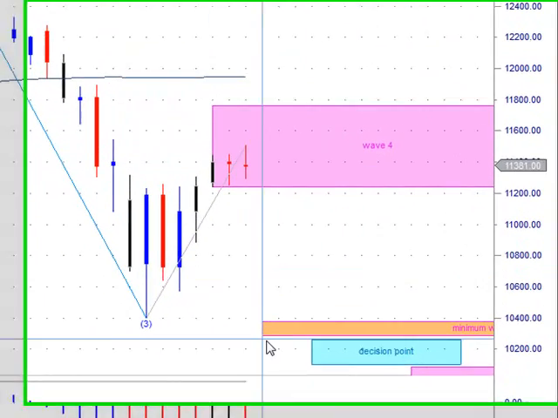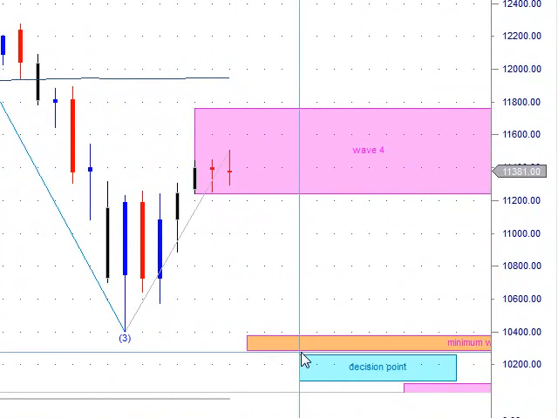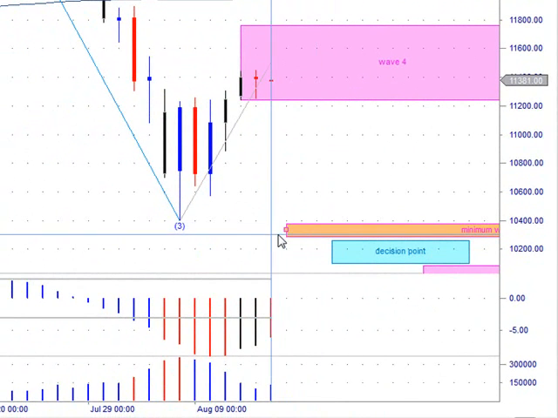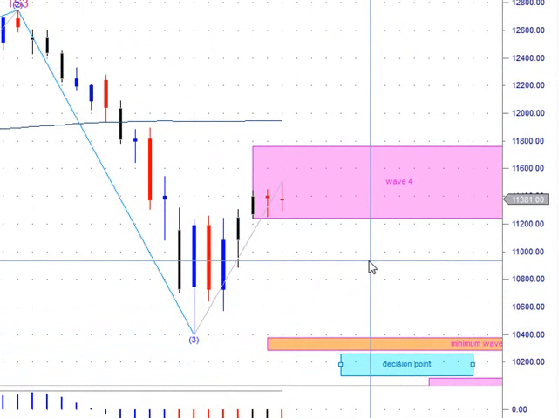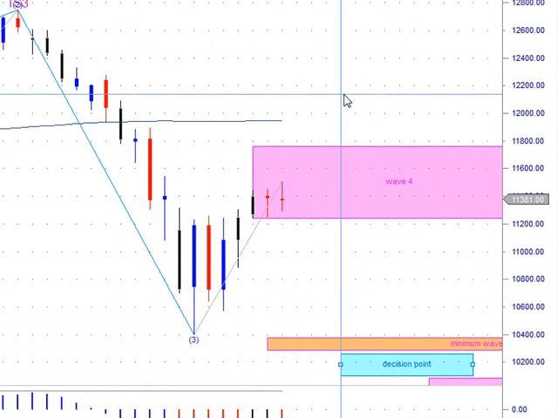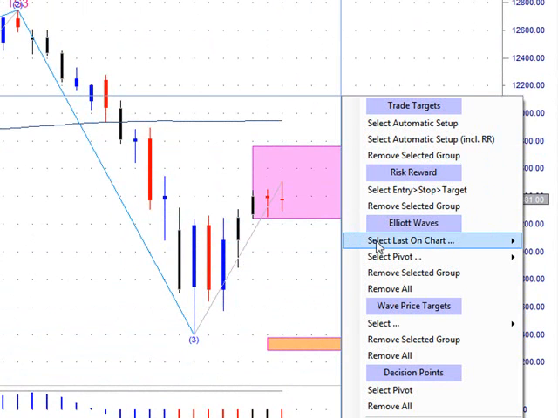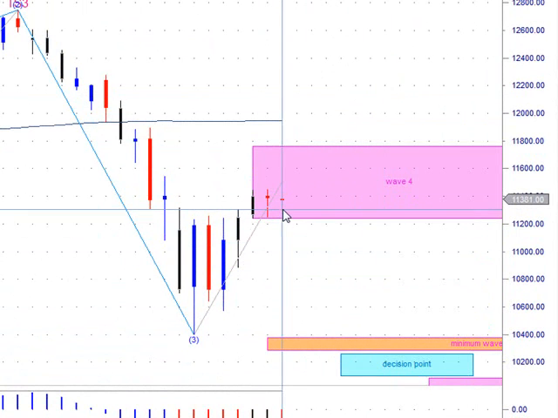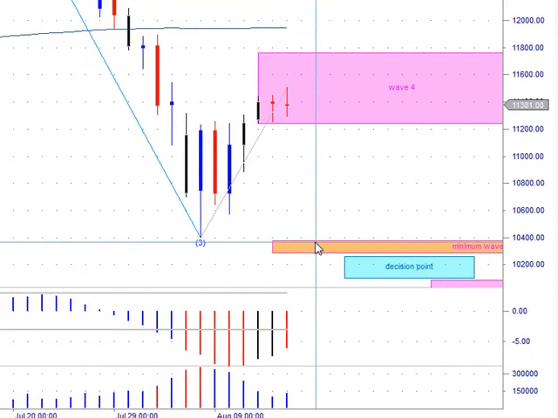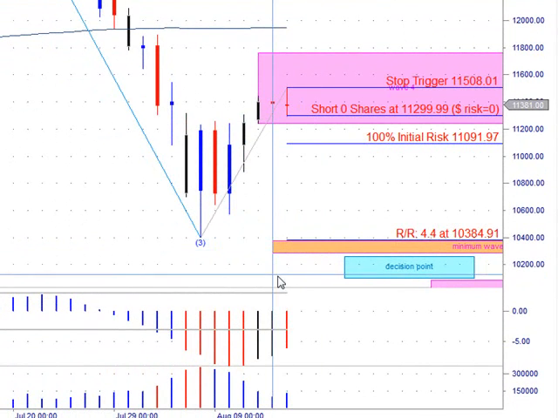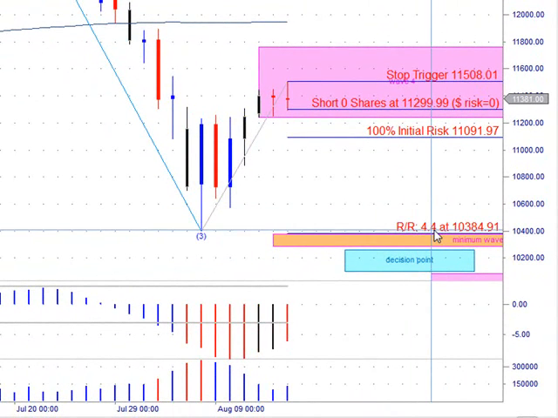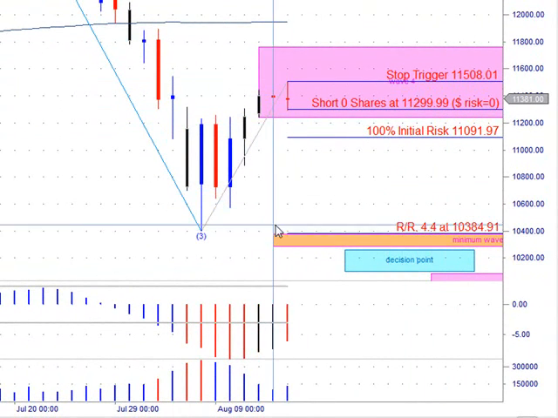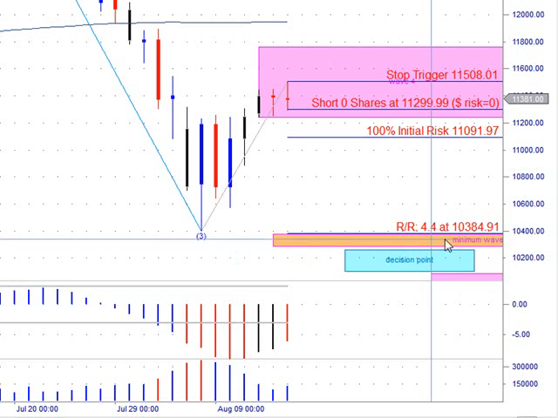Next red seller's bar, in fact, I projected wave 5 down. You can see this area here is our minimum wave 5 down in a decision point support area. So we can use that to see what the trade in that area would look like. So basically 4R, a little better than 4R, or 4-to-1 risk reward to that target, around 10,385.